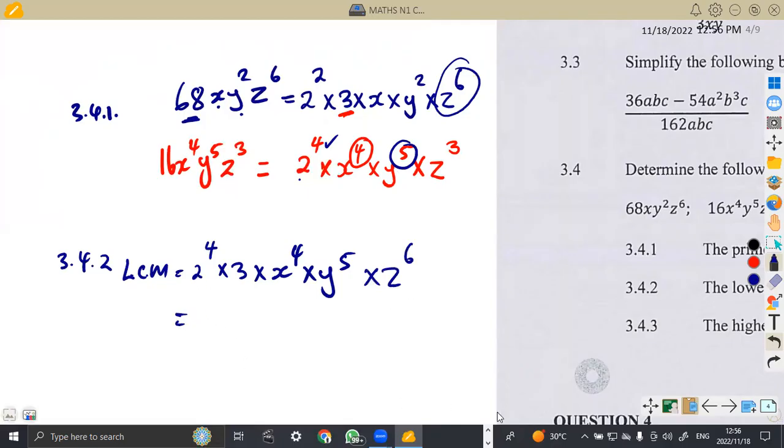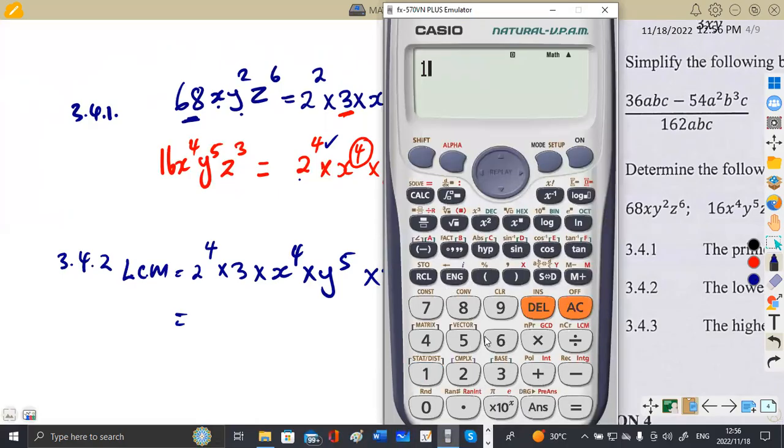So here we just have to multiply 2 to the exponent of 4 times 3, which is 16 times 3. 2 to the exponent of 4 is 16, then 16 times 3, which is 48.